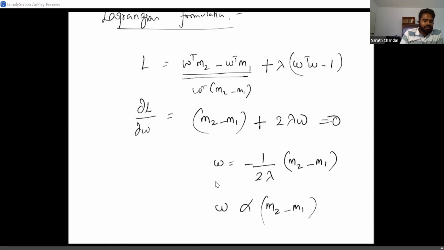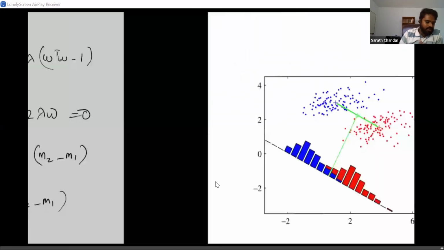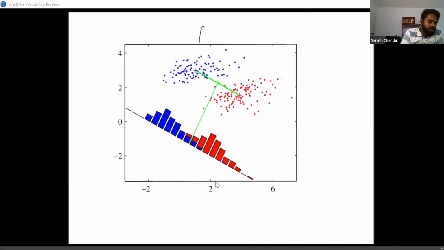So what does this mean? The solution to this maximization problem is actually very intuitive. It says, if you want to maximize the distance between M1 and M2, then you basically consider the line which is connecting M1 and M2. Let's look at how this works in this example. I have blue as class 1 and red as class 2. The mean for class 1 is given by this particular plus, and the mean for class red is given by this particular plus.